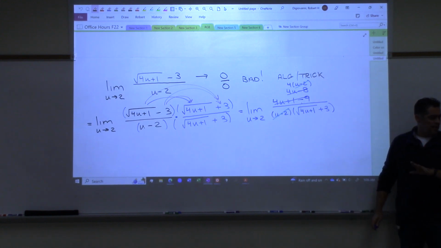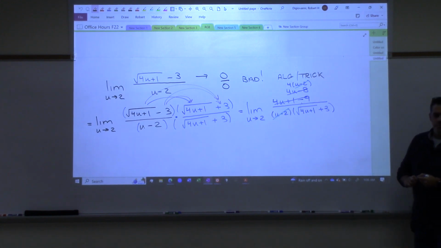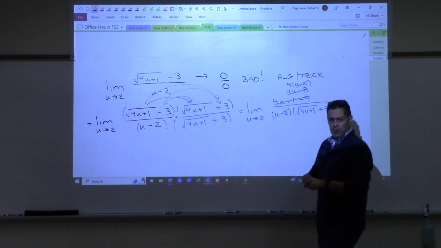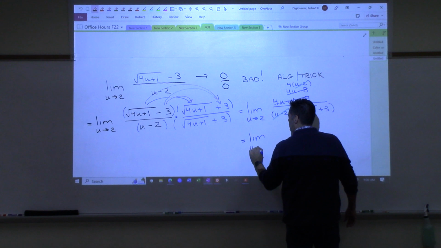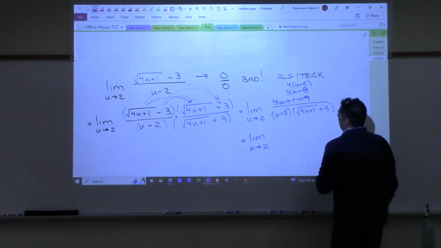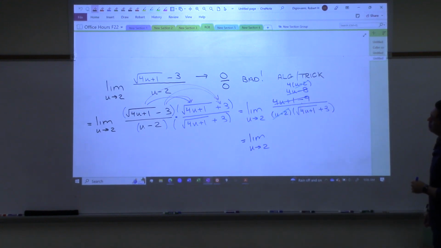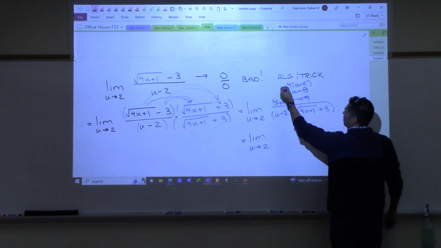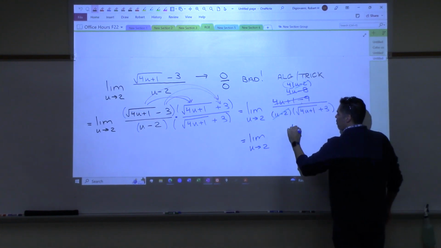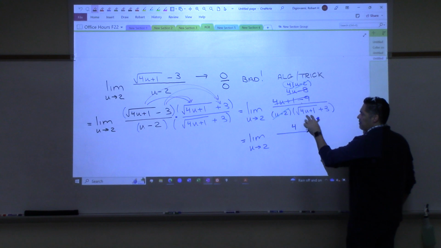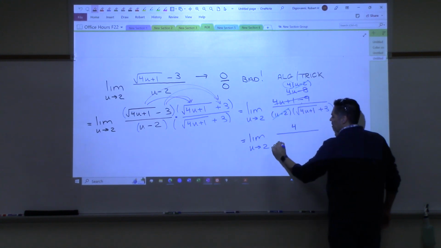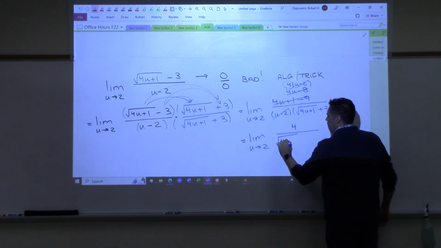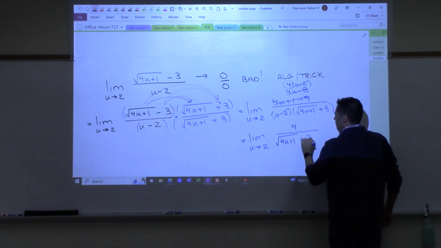Questions? I'm not done, but any questions up to this point? Am I addressing your question? Okay. So equals limit u approaches 2. Okay, up top, what do we still have? 4, right? That 4 right there is still there. So I have a 4 on top, and on the bottom, the only thing left is this thing right here. I don't necessarily need it in parentheses anymore because it's the only thing down there. 4u plus 1 plus 3.